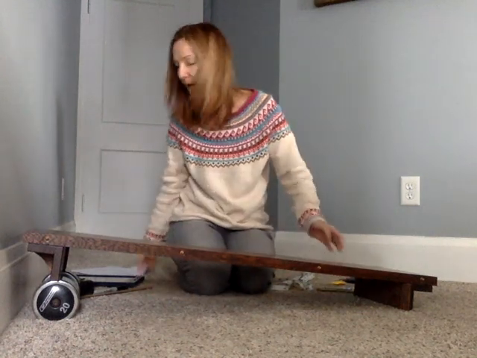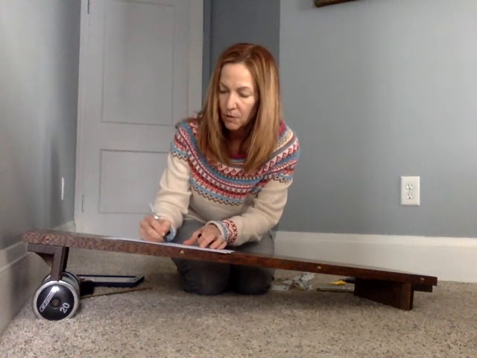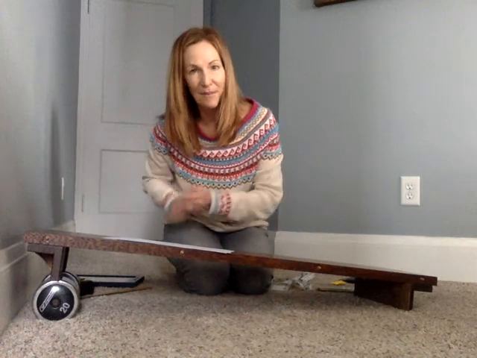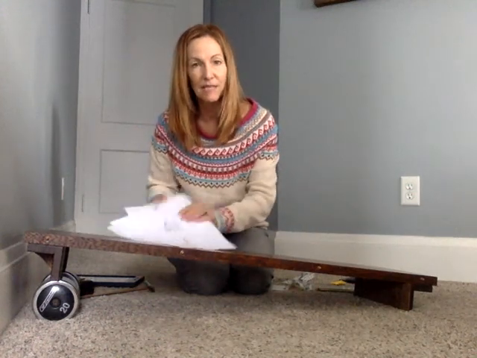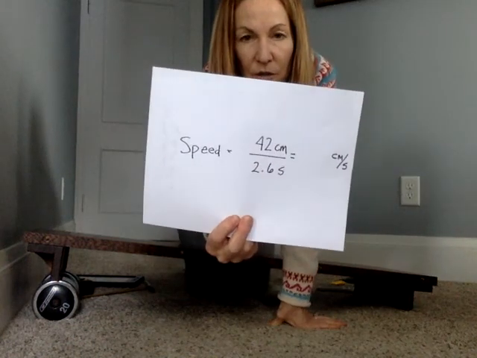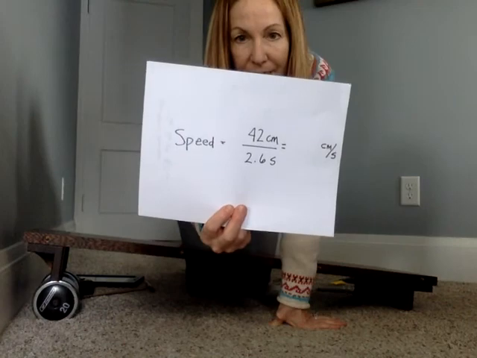So then I put that into my formula. That goes on the bottom, 2.6 seconds. So my units are going to be centimeters per second. Remember, speed is a rate. So centimeters per second. Can you see my formula, right? So I'm going to take 42. It's on the top. So I'm going to divide that by 2.6.